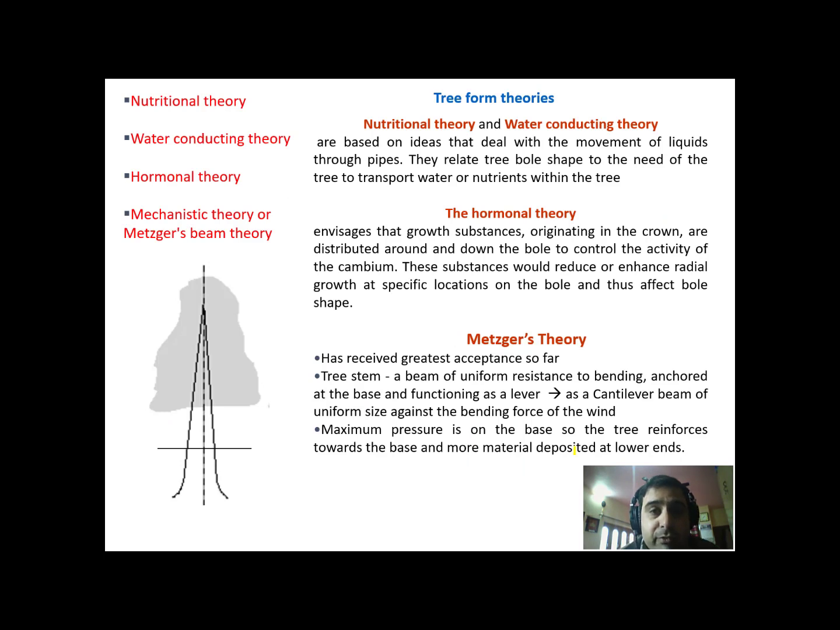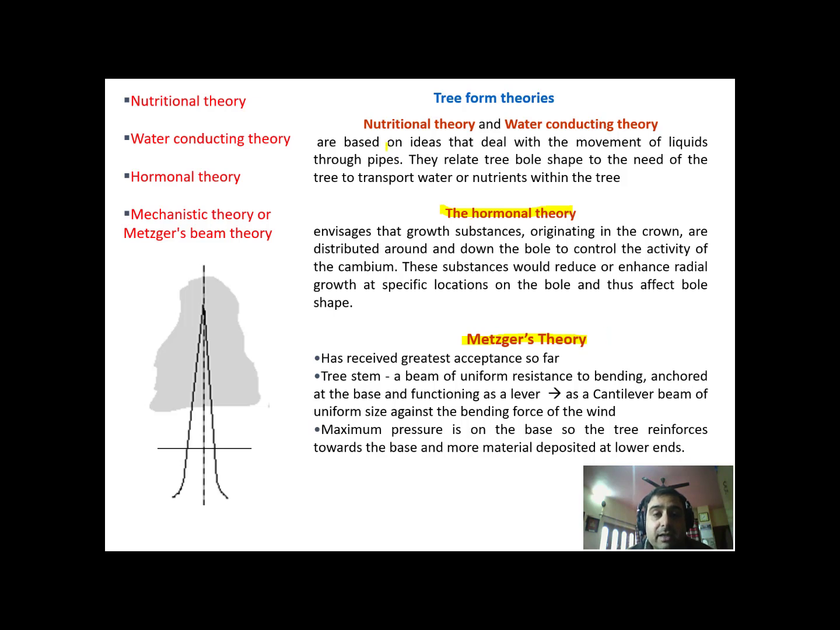Now, there have been various theories put forward by different scientists, foresters, and mathematicians to understand the form of a tree. Among them, there has been the nutritional theory and the water conducting theory. Then there has been the hormonal theory. And finally, there has been Metzger's theory, which has the largest acceptance so far.